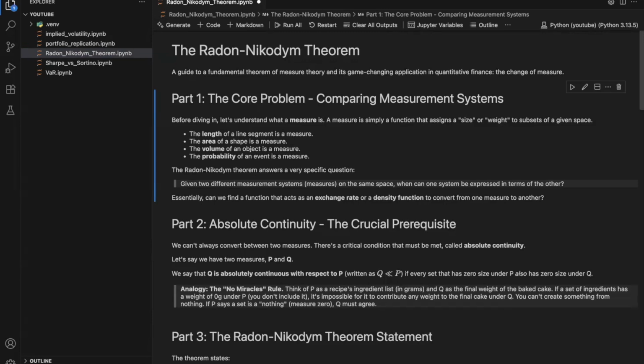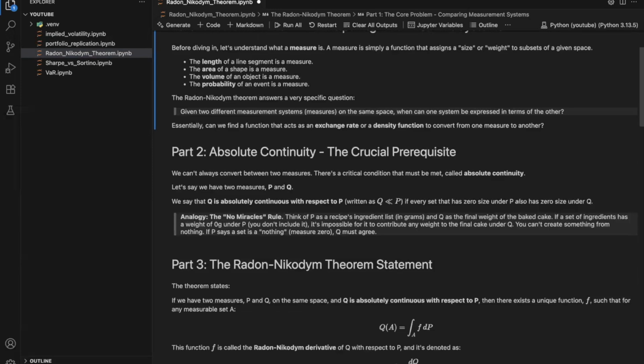Let's demystify it together. Before we get into the theorem, let's quickly define a measure. A measure is just a formal way of assigning size or weight to things. The length of a ruler, the area of a field, and most importantly for us, the probability of an event are all examples of measures. The Radon-Nikodym theorem tackles a very specific problem. If you have two different ways of measuring things on the same space, when can you express one in terms of another? In other words, can you find a function that acts like an exchange rate to convert from one measurement system to another?